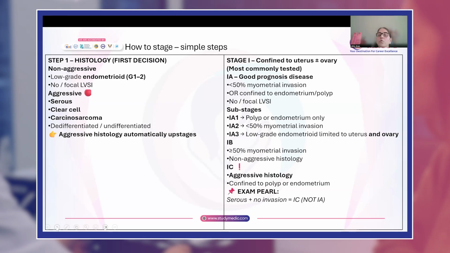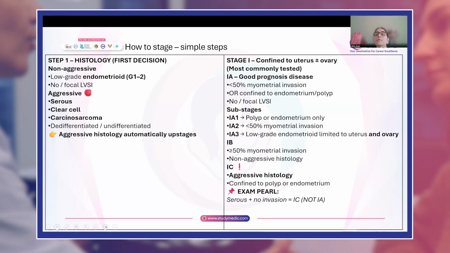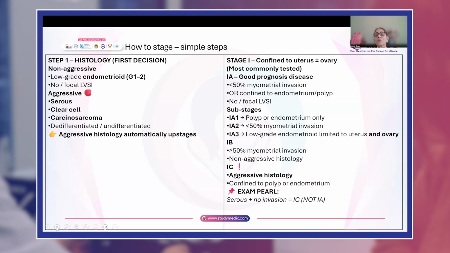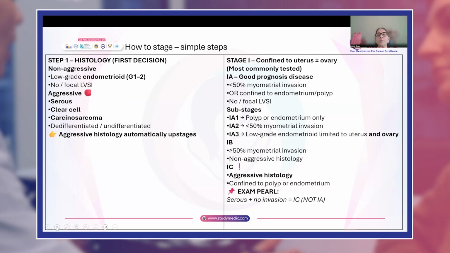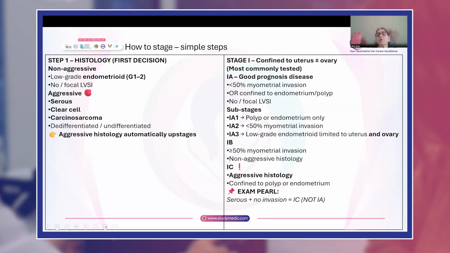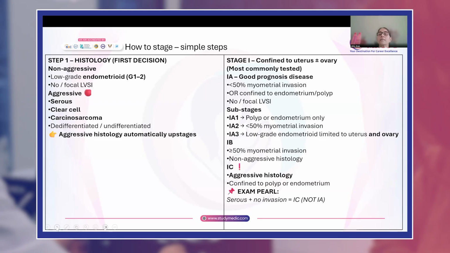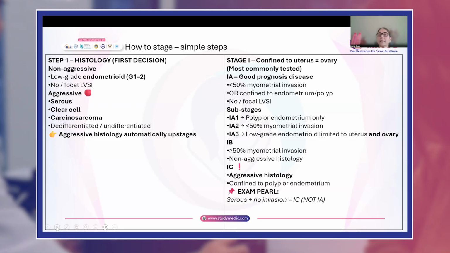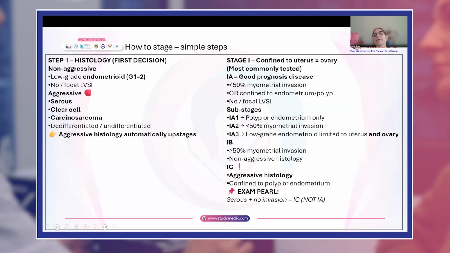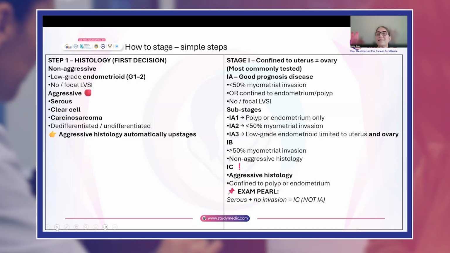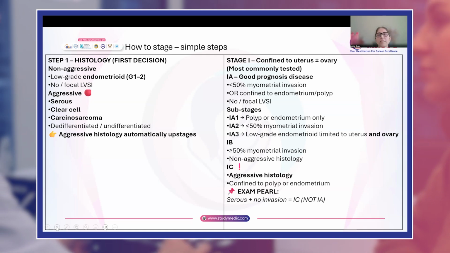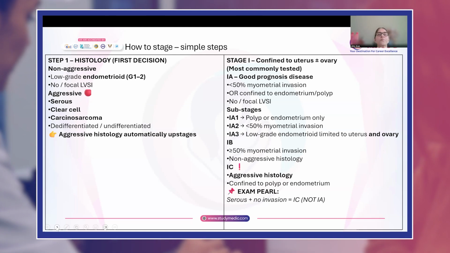Okay. So 1C, whenever histology is aggressive, even though it is confined to the polyp or it is confined only to the endometrium, if the histology is aggressive, you will still say it is 1C. Okay, so whenever it is serous, we know it is aggressive histology. No invasion seen anywhere, it is only in the polyp, but still it will be stage 1C. Okay, I hope now stage 1C is clear to all of you.